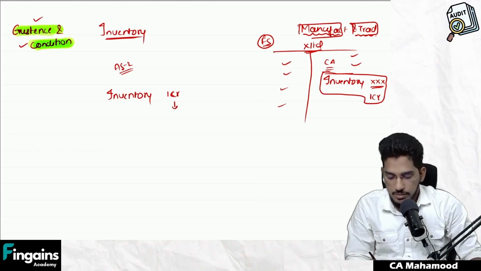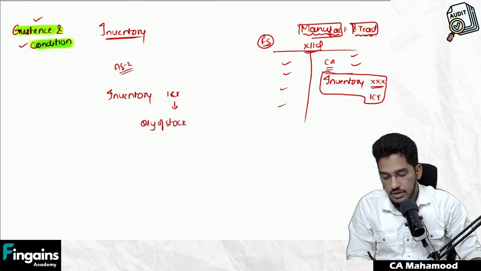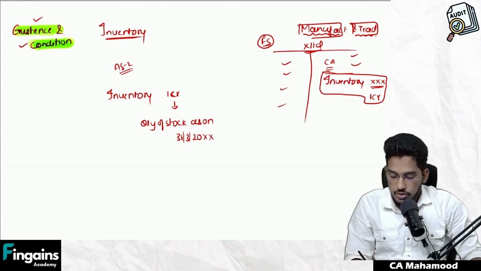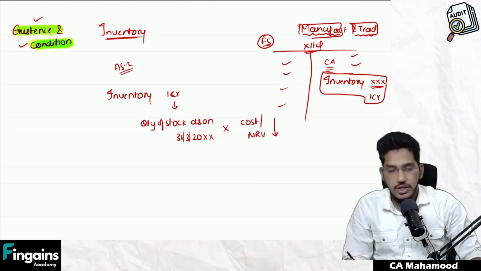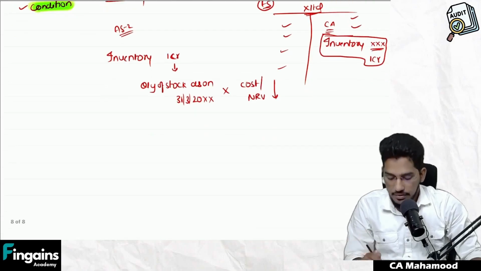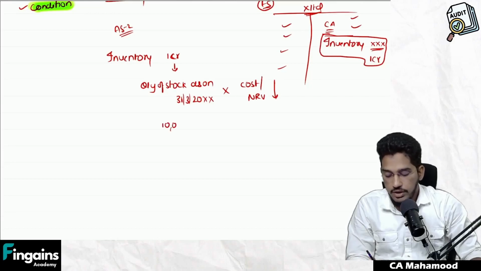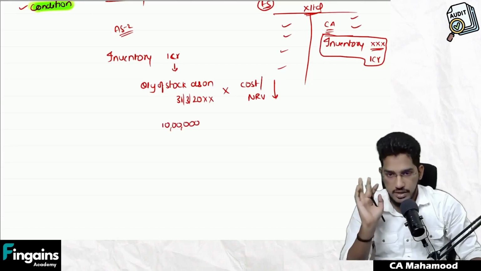So how this inventory value is arrived at is, first you have to determine the quantity of stock. What is the quantity of stock as on 31st of March of the year? As on the balance sheet date, what quantity of stock do you have to take? To that, you have to multiply the per unit figure: you determine per unit cost and per unit NRV, whichever is lower, and multiply that with the quantity of stock available on the balance sheet date. Take for example, there is 10 lakh quantity of stock. 10 lakh units of inventory are there. Quantity of stock I have determined.